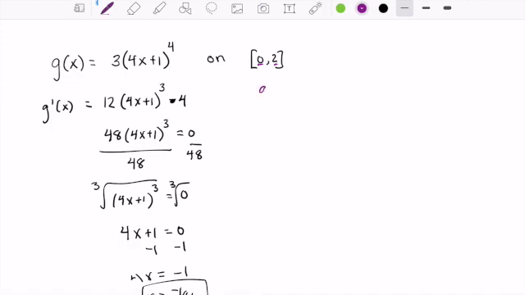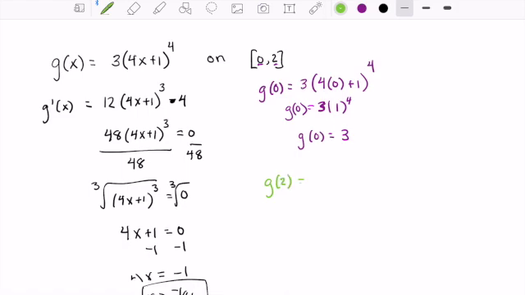So we have g of 0 equals 3 times 4 times 0 plus 1 to the 4th power. 4 times 0 is going to give us 0, so we have 1 to the 4th power times 3. Obviously, here we're going to get g of 0 equals 3. And then we are going to find g of 2.